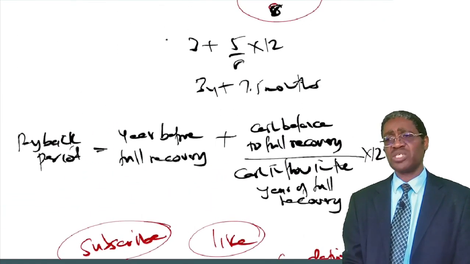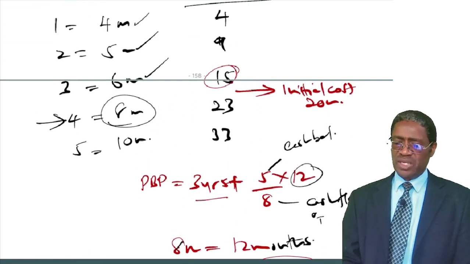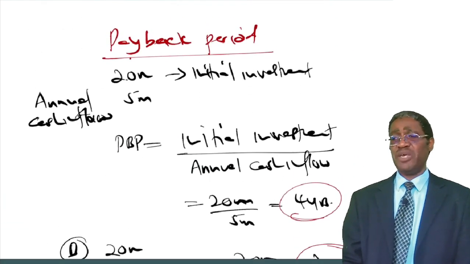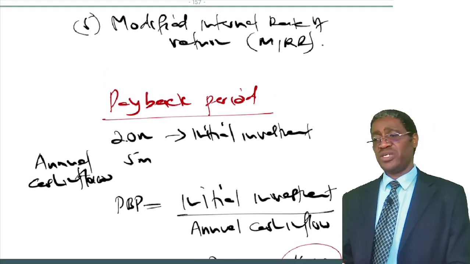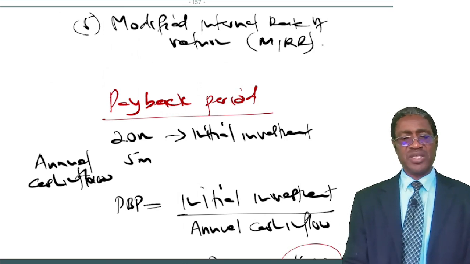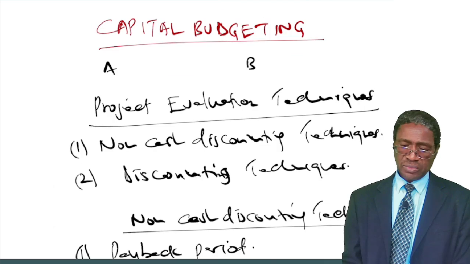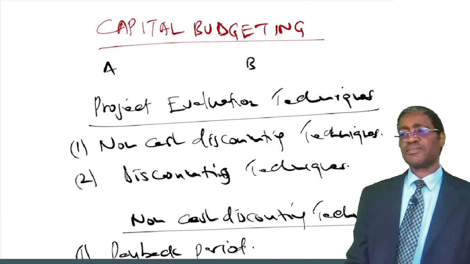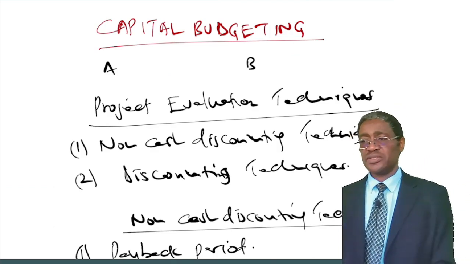So let's put down something on what we have already said before we put down an example on the payback period. Put down the information we have so far discussed. The topic is capital budgeting.